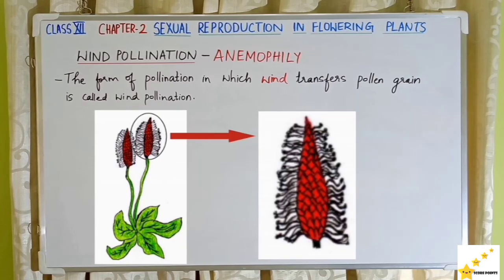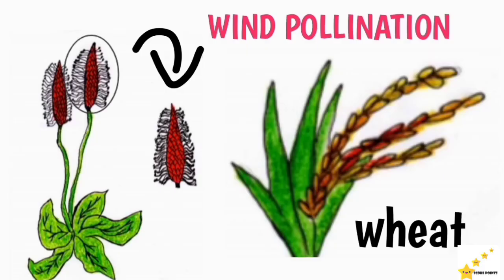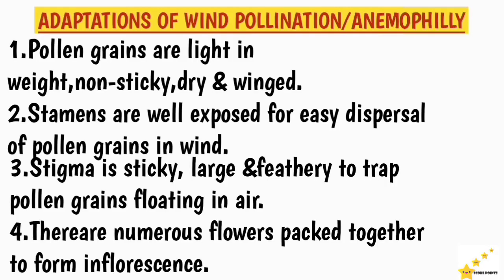The form of pollination in which the pollen grains are transferred with the help of wind is called anemophily or wind pollination. Pollen grains are light in weight, non-sticky, dry and winged. The form of pollination in which wind transfers the pollen is called anemophily or wind pollination. So you can see the diagram of a wind pollinated plant.